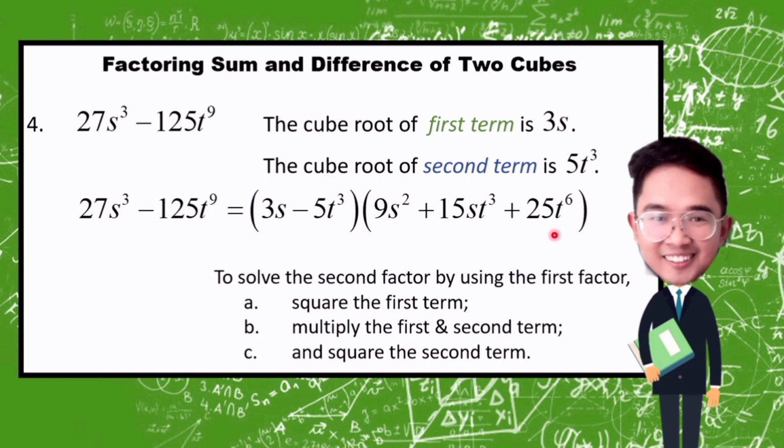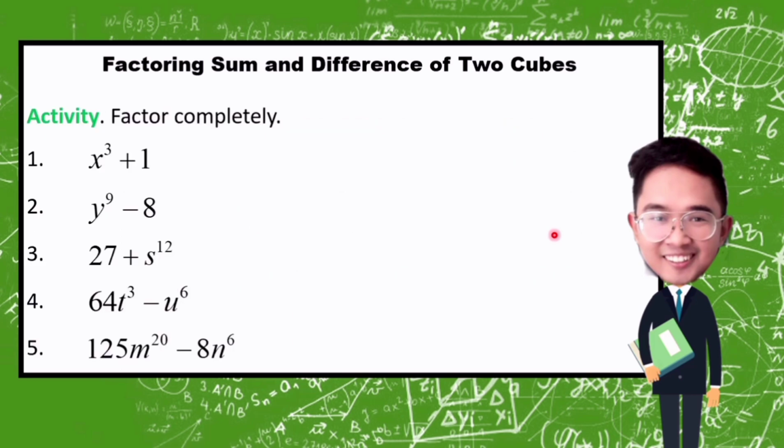Therefore, 27s cubed minus 125t raised to 9 is equal to the quantity of 3s minus 5t cubed multiplied by the quantity of 9s squared plus 15st cubed plus 25t raised to 6. Now, it's your turn to answer this activity.